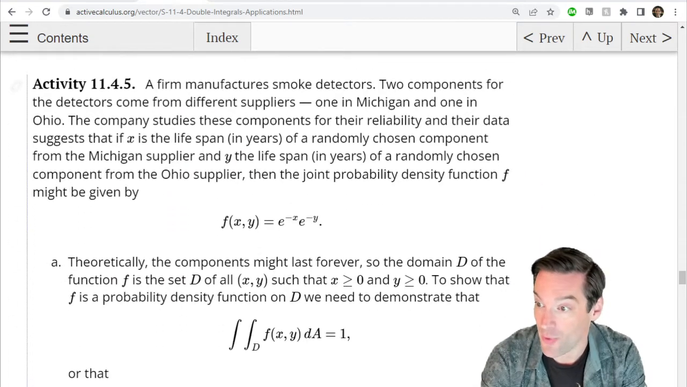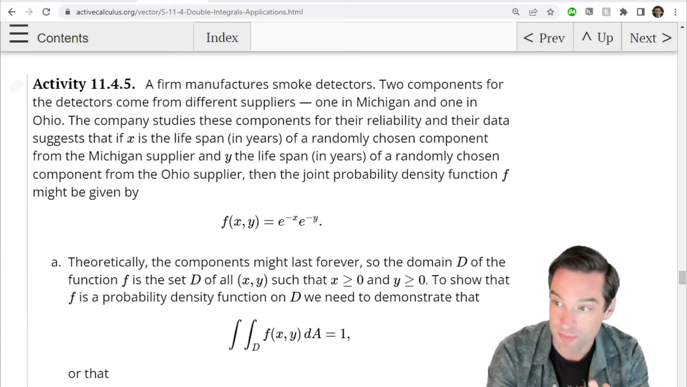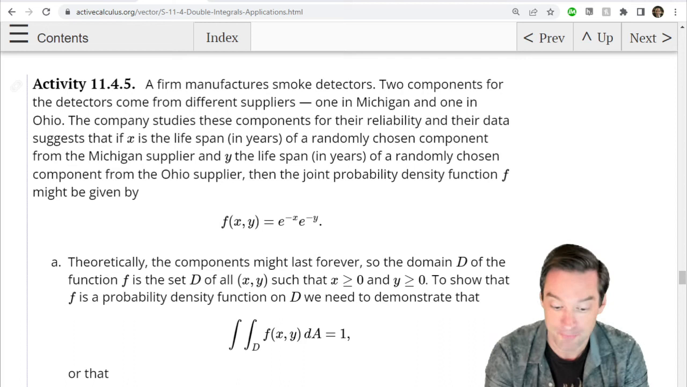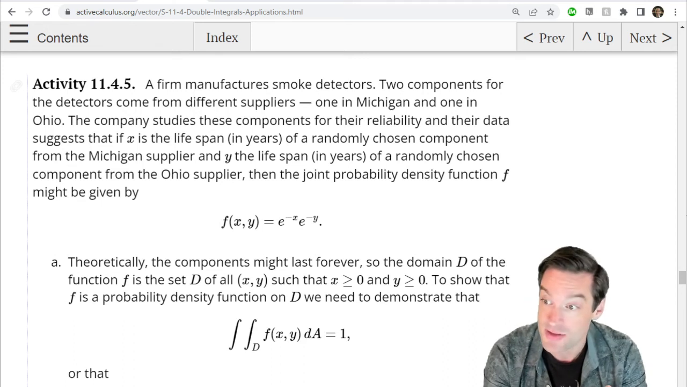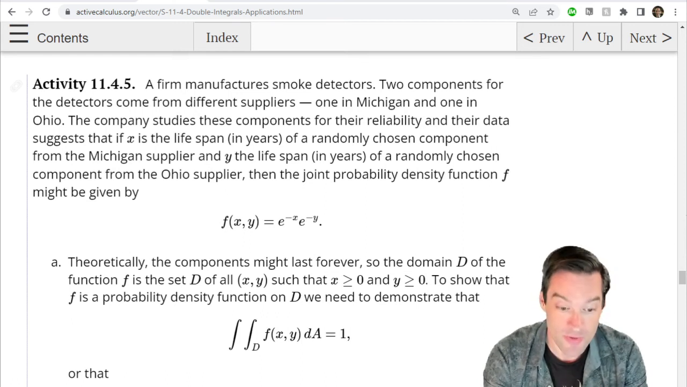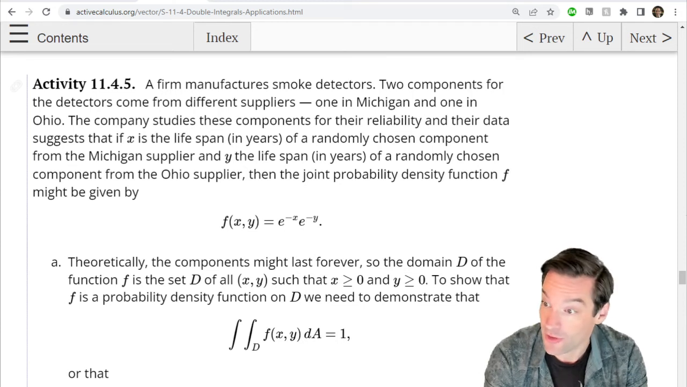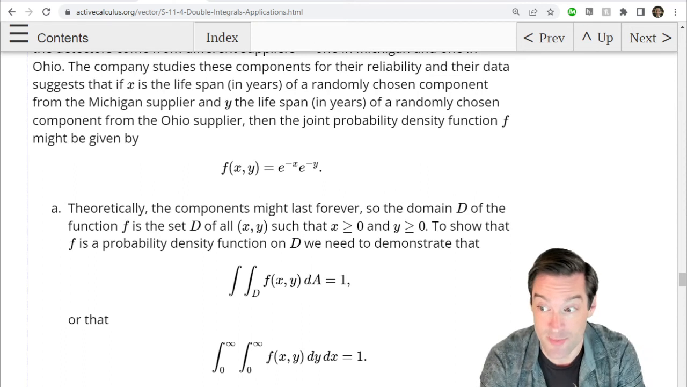So the example that they walk us through here is you're manufacturing smoke detectors, and you get two different components from two different suppliers, and each of these components wears out after a certain number of years. One component wears out after X years, and the other component wears out after Y years. And we know how each of those lifespan numbers is distributed according to an exponential distribution. And so the joint probability density for them both wearing out is given by this product of these two functions, e to the minus x, e to the minus y.